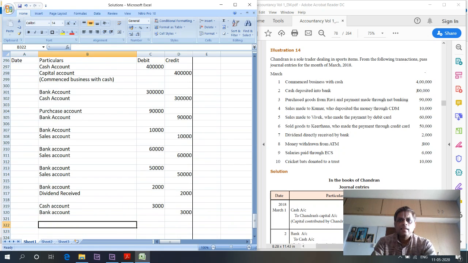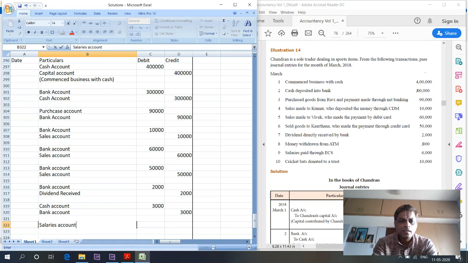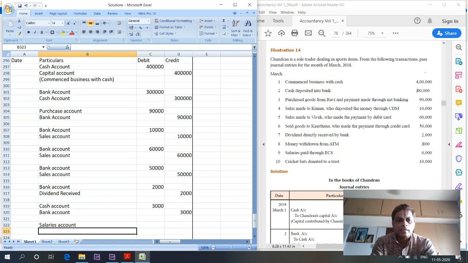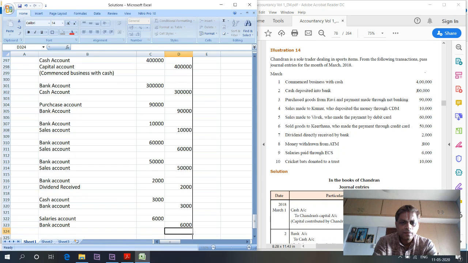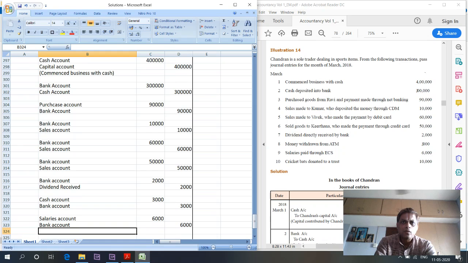Salary paid through ECS. Again, salary is an expense, so debit all expenses and losses. Salaries account debit, and paid through ECS, electronic clearing service, directly going from our bank account, bank account credit. It's an electronic fund transfer to the employee's account, so 6000 rupees. Salary is an expense, so we are debiting the expense account. Nominal account rule, debit all expenses and losses.